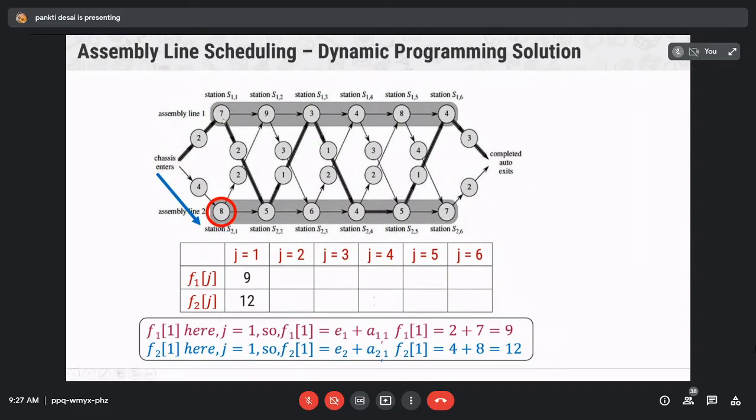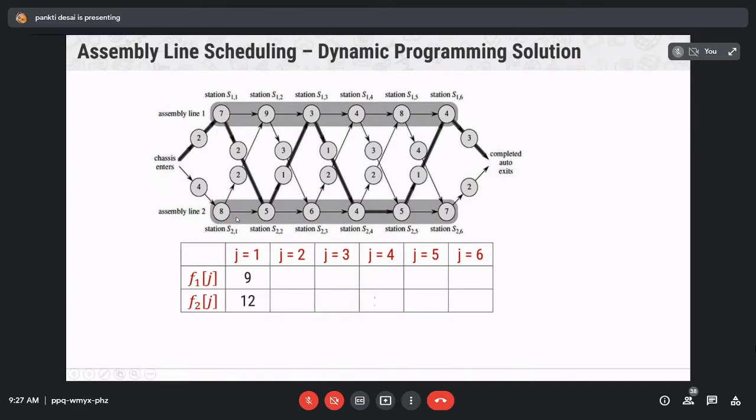Right? So now here we reach station S11 and S21, so we know the fastest possible time for both. Now the next step is to find F12, where the value of j is equal to 2.